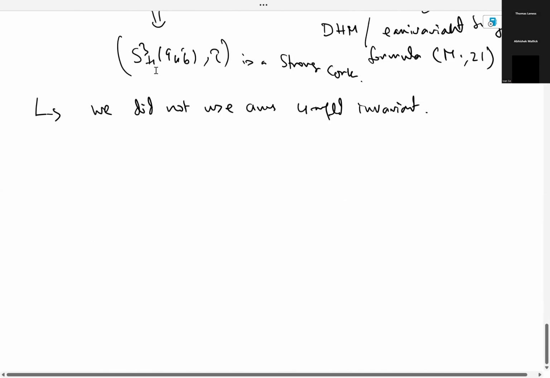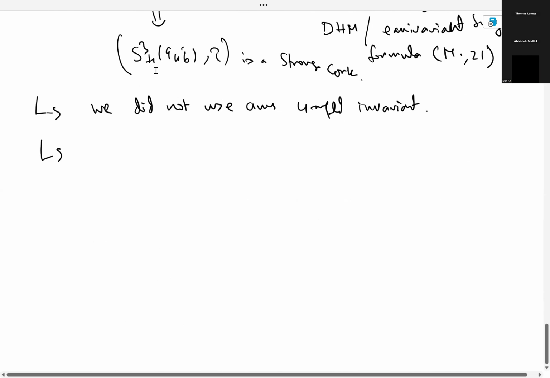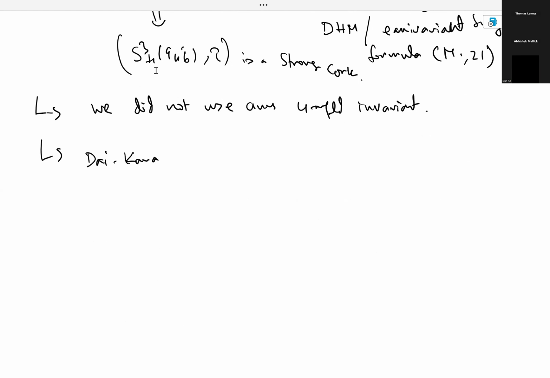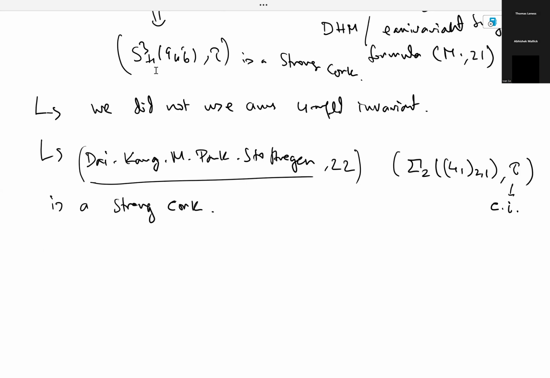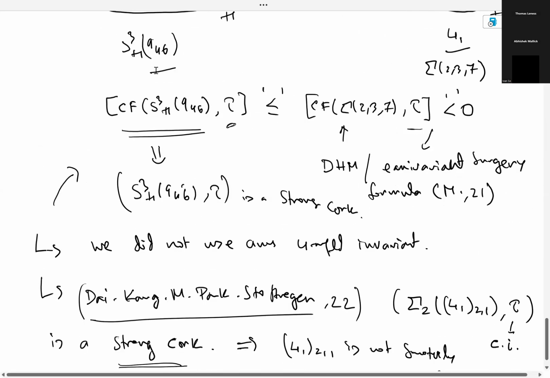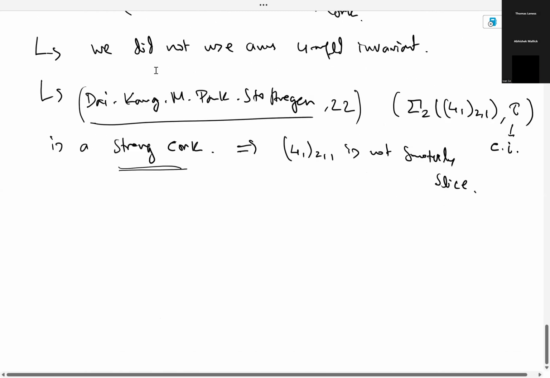Okay, so this approach has been useful in many other situations. For example, a slight refinement of this approach was used by Dai, Kang, myself, Park, and Stoffregen to show that the double branched cover of the (2,1) cable of the figure 8 knot, with the covering involution, is a strong cork for Z2 homology balls, which implied that the (2,1) cable of the figure 8 knot is not smoothly slice. And showing that this double branched cover is a strong cork was only possible because we didn't have to rely on any four-manifold invariant. We could use this approach to show that something is a strong cork. Okay, so that's all I'm going to say about the second method.